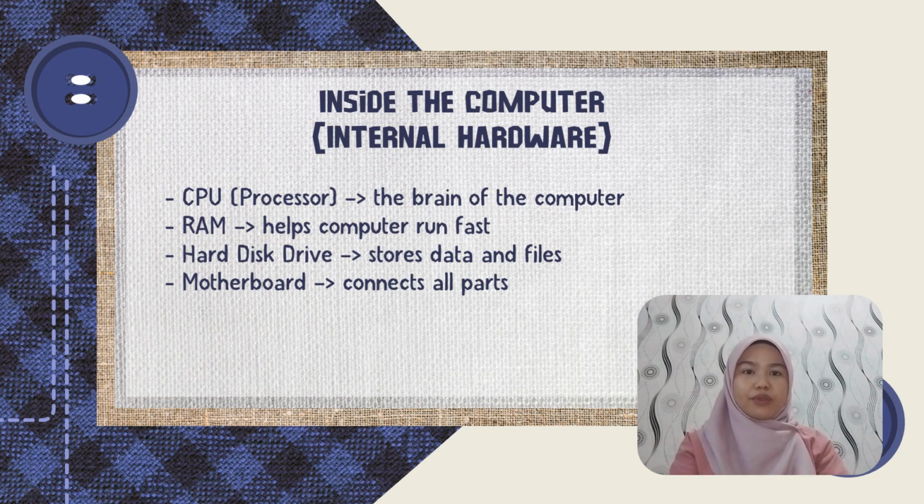I'm going to talk about some of the most important parts inside a computer. Let's begin with the inside of the computer, the internal hardware. First is the CPU, also known as the processor. This is like the brain of the computer. It does all the thinking and processing of data. Next is the RAM. This helps the computer run fast. The more RAM you have, the more smoothly your computer can run programs at the same time. Then there's the hard disk drive. This is where all your data, files, and programs are stored. And the last one, we have the motherboard. Think of it as the backbone of the computer. It connects all the parts together so they can communicate and work as one.